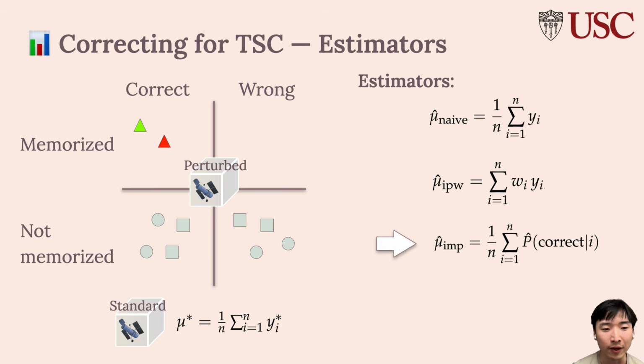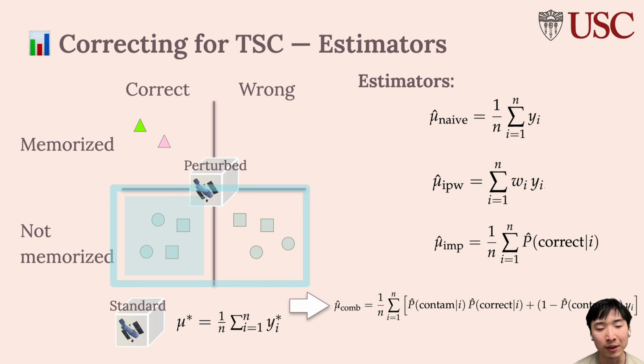The imputation estimator estimates the test score by predicting whether the model would have answered correctly for each example, without looking at the model's response at all. P correct I is essentially a difficulty estimator, and the difficulty estimator predicts whether the model will answer an example correctly. As an example, I've colored the examples in blue and pink for labels imputed by a correctness estimator.